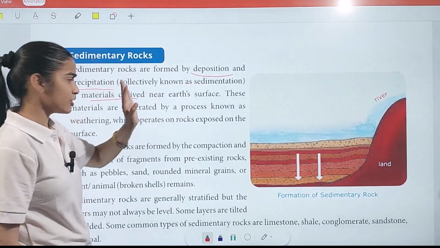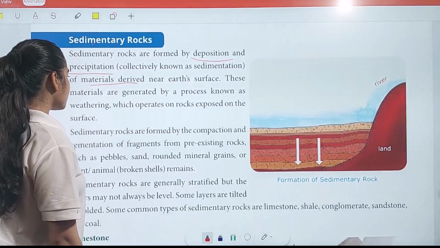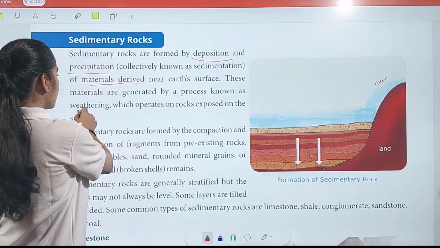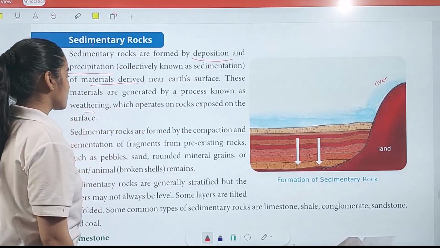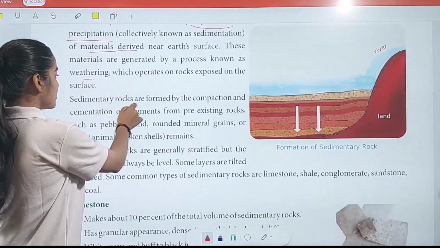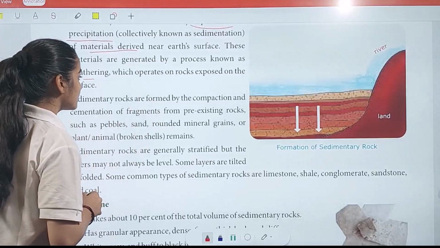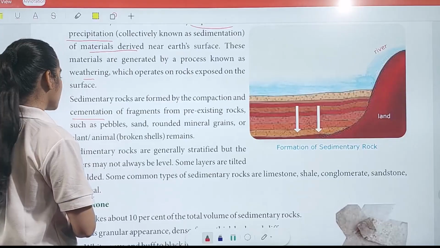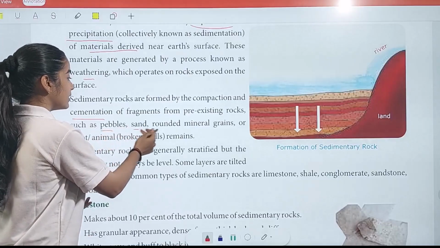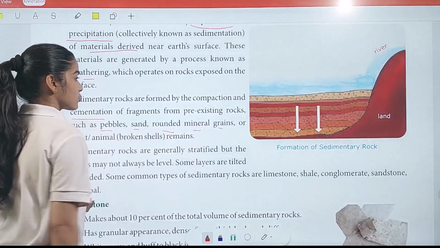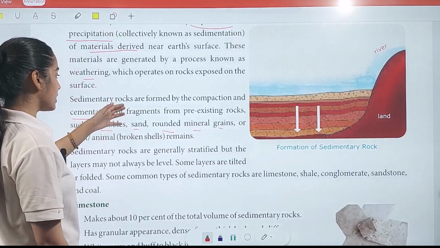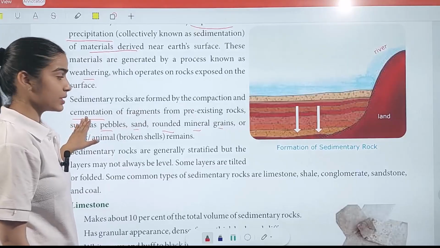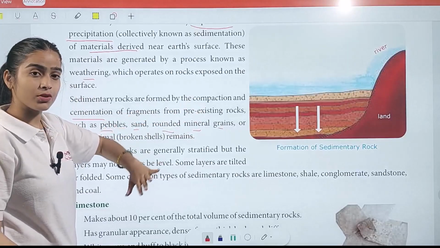Very simple definition you have. And how do they segregate? They are materials generated by a process such as weathering, which operates on rocks exposed on the surface. Sedimentary rocks are formed by the compaction and cementation of fragments from pre-existing rocks such as pebbles, sand, rounded mineral grains. So what we understand here is that they are formed by compaction or cementation of fragments from the pre-existing rocks.